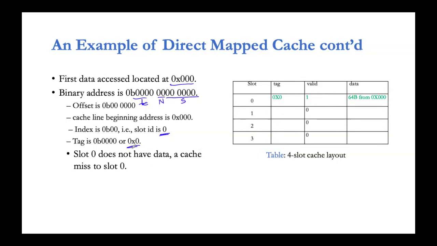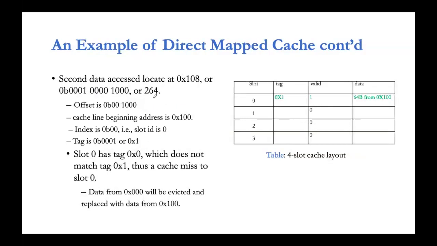So in the hexadecimal form, I'm using this for simple writing purposes. So 00x will be stored. When it goes to the second case, when it is accessing the second data at location 0110, its equivalent binary form is this one. So the offset is 00100, and the cache line beginning address is 0 in hexadecimal form.